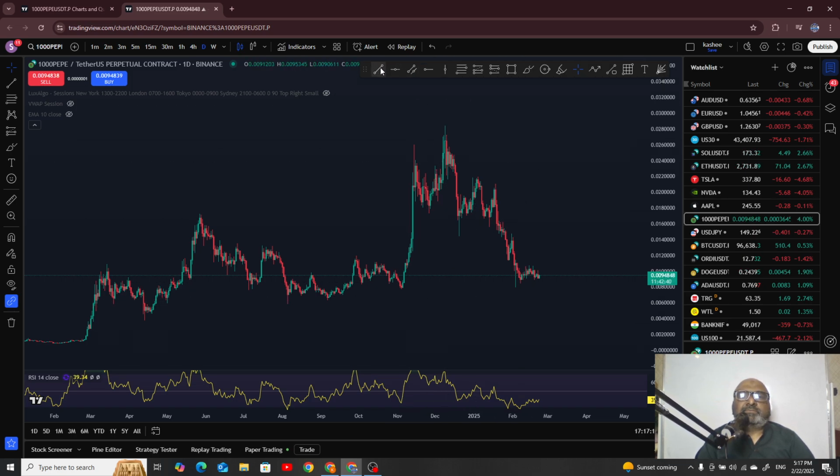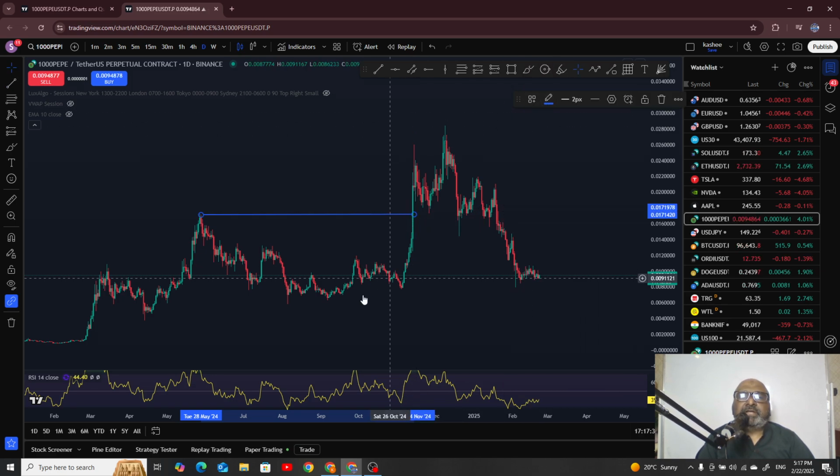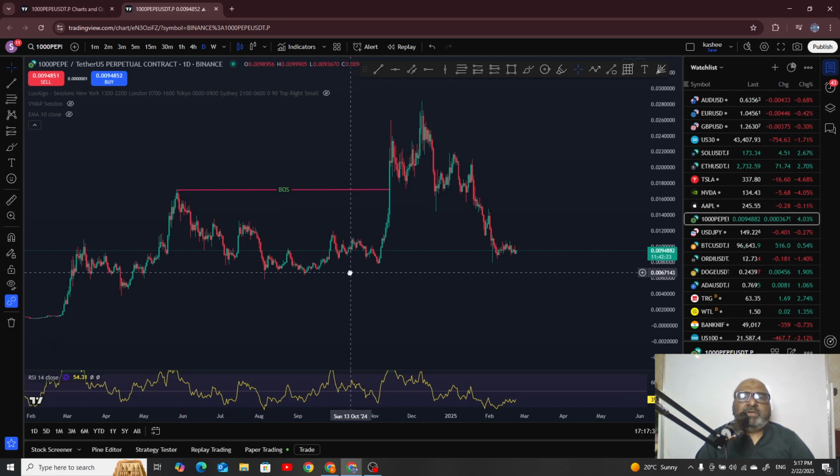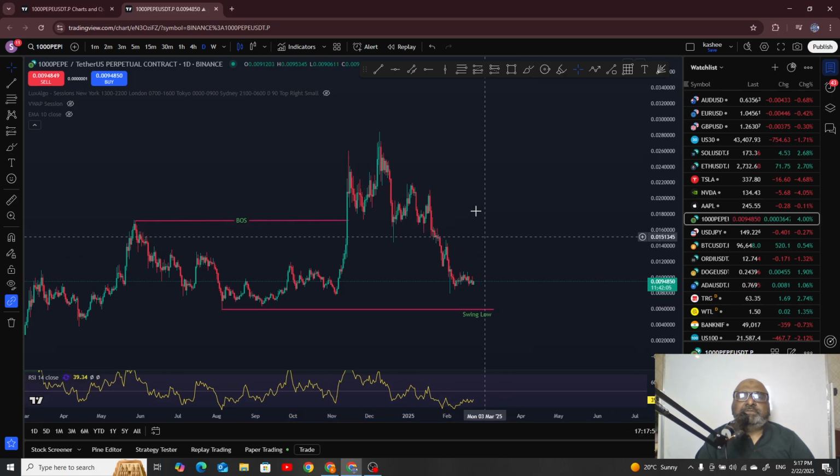Okay, first of all, daily time frame. As per the procedure, I will go quickly. Okay, this is break of structure. This is break of structure on daily time frame. For this break of structure, this low is responsible, so we call it D1 swing low for the uptrend.